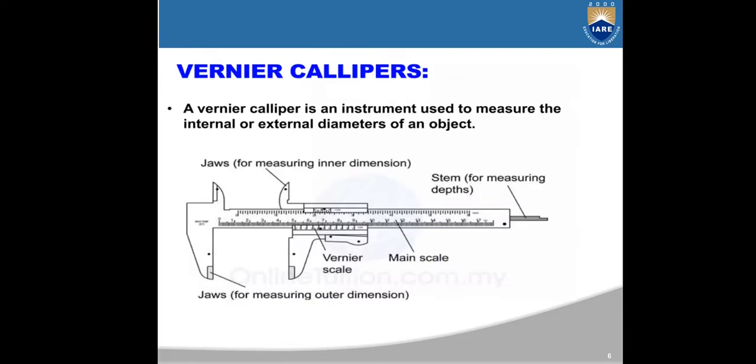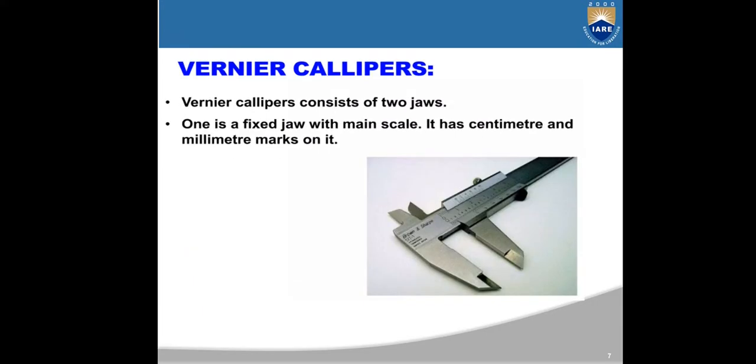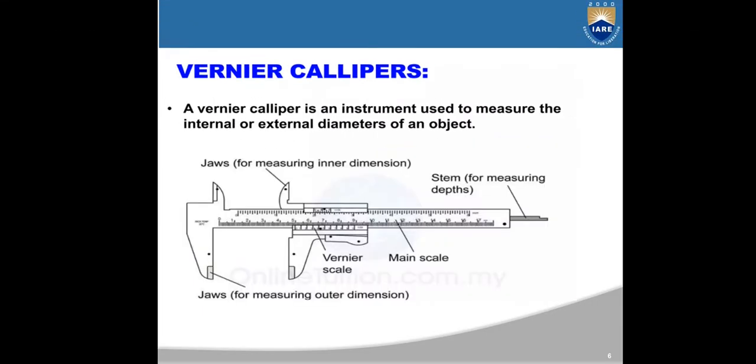Vernier caliper. A vernier caliper is an instrument used to measure the internal or external diameter of an object. These are the jaws for measuring inner dimensions and these jaws for measuring outer dimensions. And this is the vernier scale and the main scale, and the strip for measuring depth.